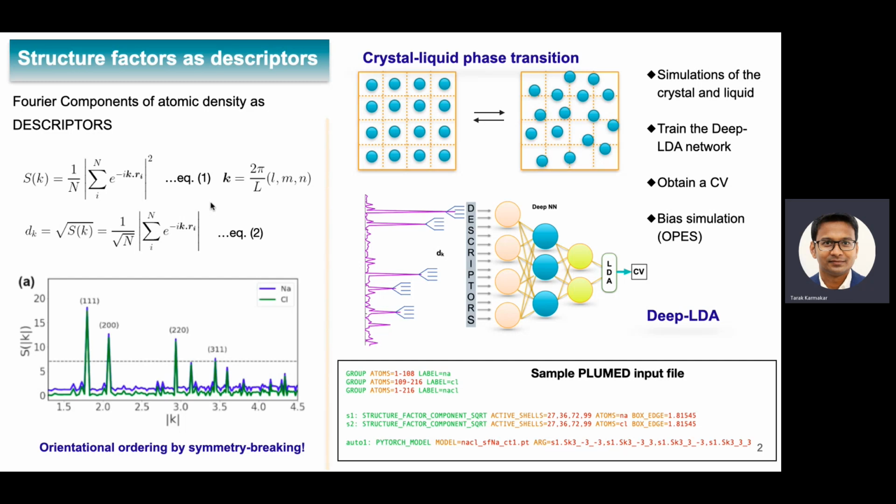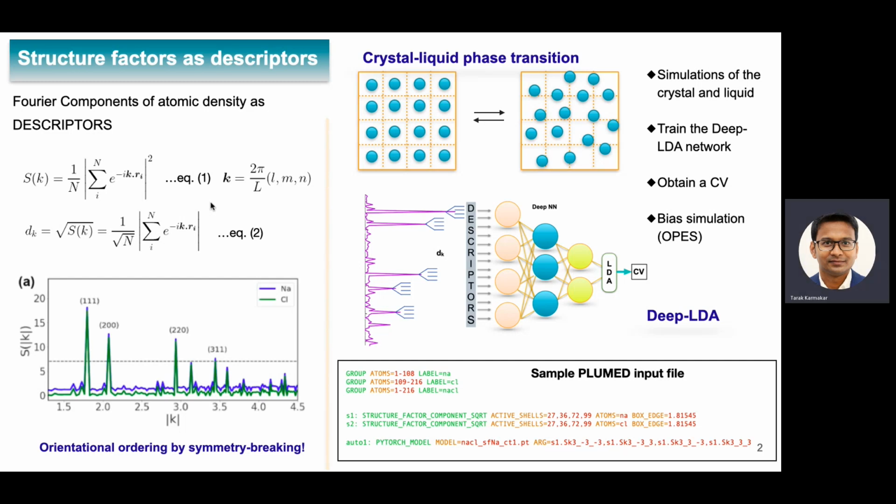For a chosen simulation box, let's say a periodic cubic crystal, only a subset of L, M, N, which are integers, will contribute to the Bragg peak, where L is the simulation box length. And finally, the descriptors that we use are the square root of the structure factors. The representative structure factor profiles are shown on the bottom left panel for sodium chloride.